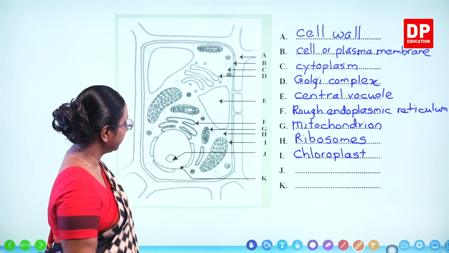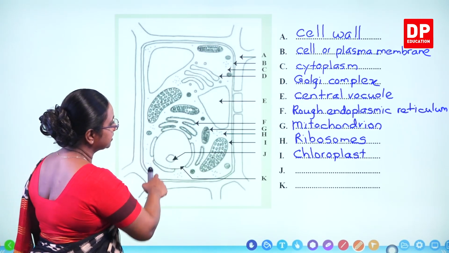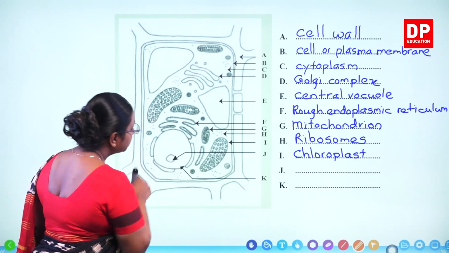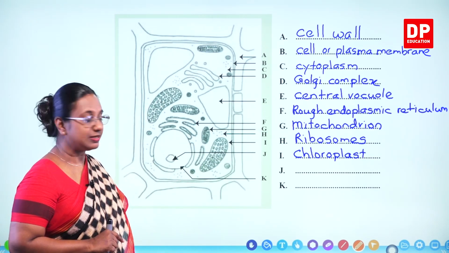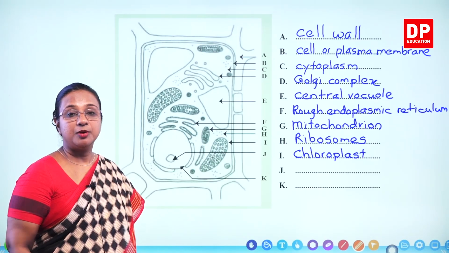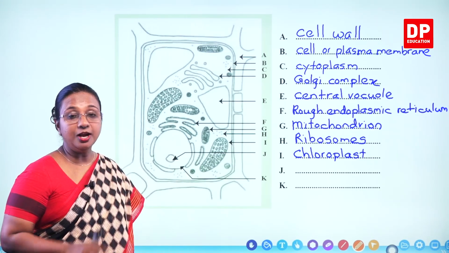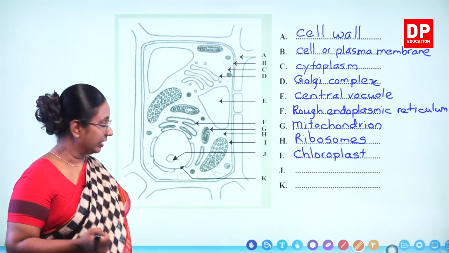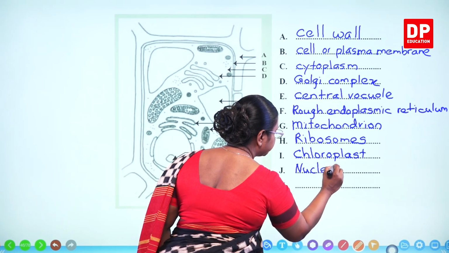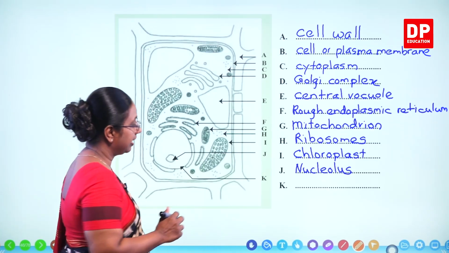And then we have to identify J and K. Here you can see this whole thing is the nucleus, and in that the structure inside is the nucleolus, and this outer layer is the nuclear envelope. Both of those together, in addition to that, there has to be chromatin body. All those together is the nucleus. So in this, J is the nucleolus and K is the nuclear envelope.